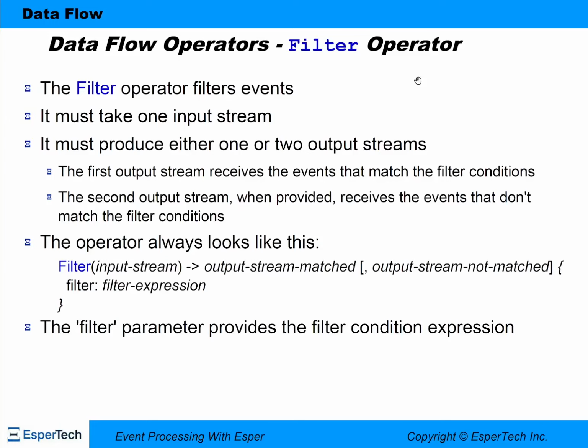This slide and the next slide discuss the filter operator. The filter operator filters events. The filter operator must take one input stream. The filter operator must produce either one or two output streams. The first output stream receives the events that match the filter conditions. The second output stream, when provided, receives the events that don't match the filter conditions. The operator always looks like this.